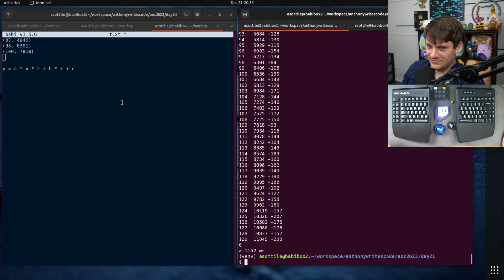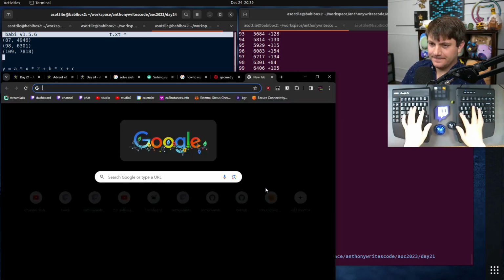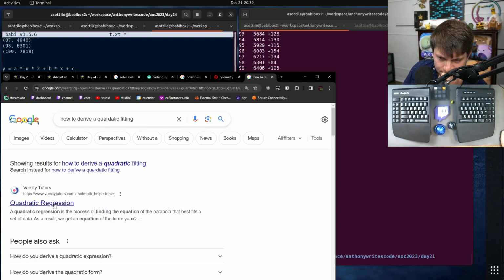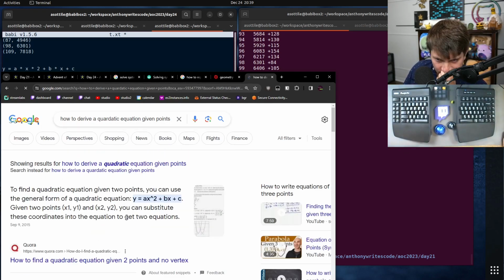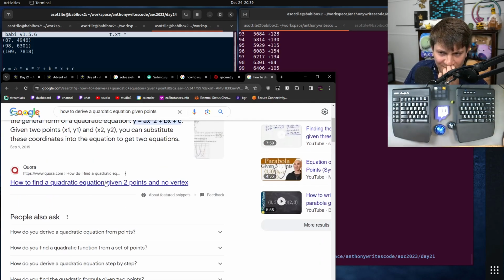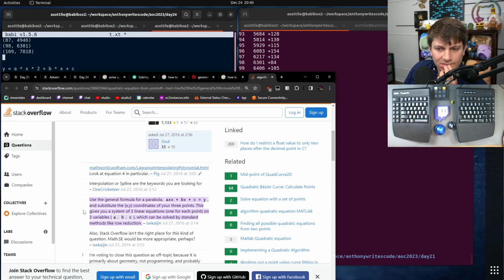Okay, this is great. This means we can use quadratic fitting. I don't actually know how to do quadratic fitting. How to derive a quadratic fitting. Even 2 points and no vertex. Don't you need 3 points? I'm pretty sure you need 3 points. Even 3 points gives you a system of 3 linear equations, one for each point on 3 variables, which can then be solved by standard methods like row reduction.